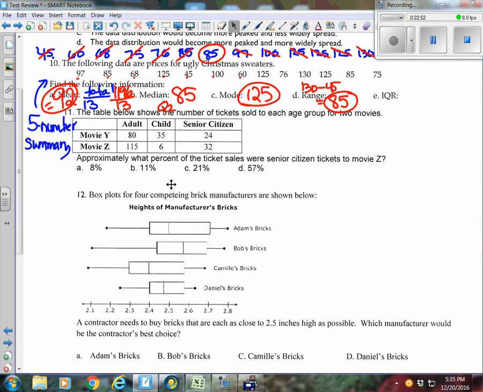Now, for the last one, I need the IQR, which means I need the median for the left-hand half and the median for the right-hand half. So if I do the median from here to here, I'm going to do 1, 2, and it falls right in here. So Q3 is going to be 125. It's between 125 and 125.